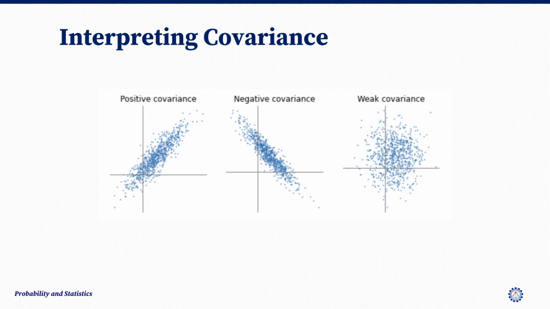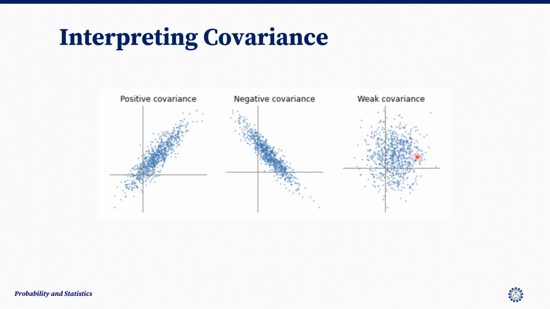Here we can interpret our covariance. Since we get 171.75, that is a positive covariance. Our covariance is positive, which is validated by our graph of the data. It looks like this. If our covariance is negative, the graph will look like this. And we also have the weak covariance: when our covariance is 0, we have a weak covariance.